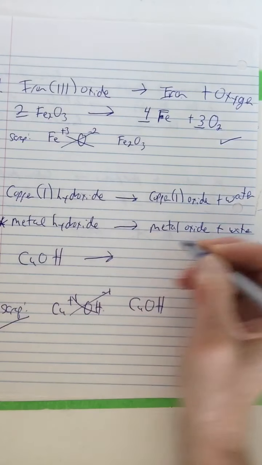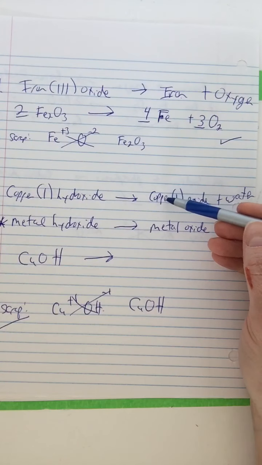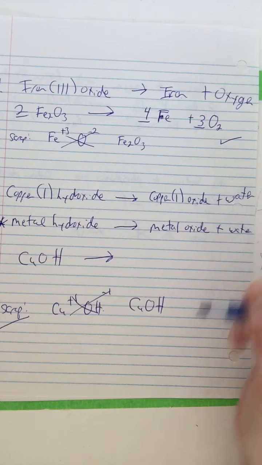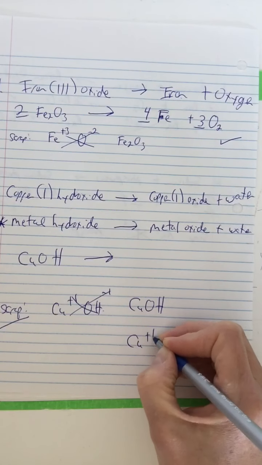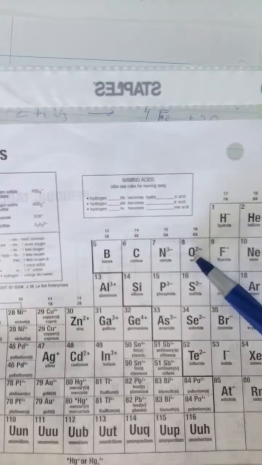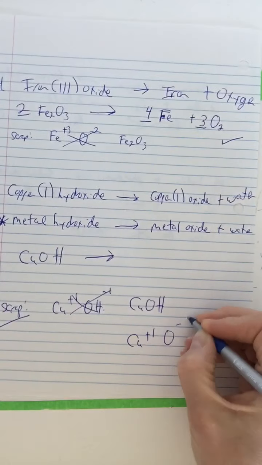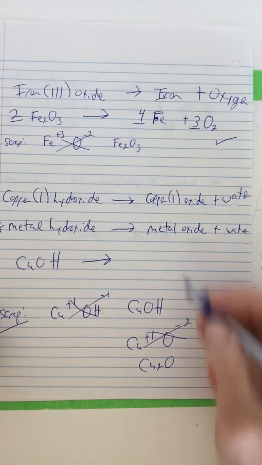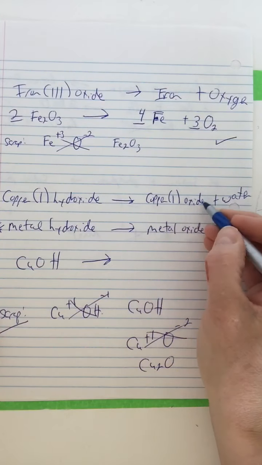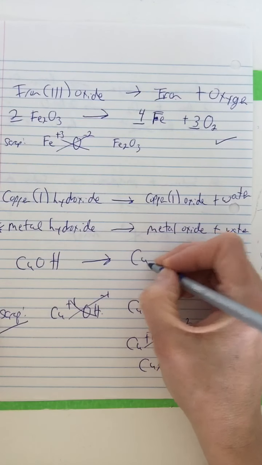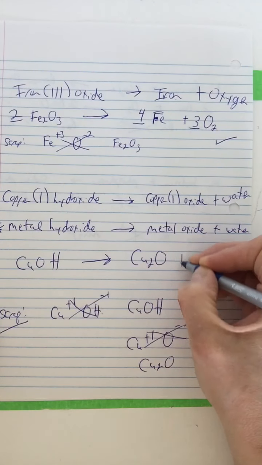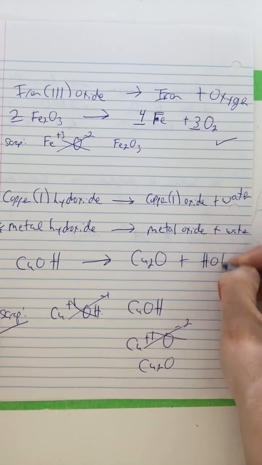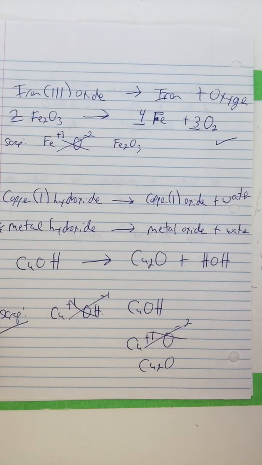How does that decompose? Well, it decomposes into copper 1 oxide. So we know copper 1 is Cu plus 1. We know oxide is O from the periodic table. It's O minus 2. Cu2O. So that's the copper 1 oxide, Cu2O, plus water, which I like to write as HOH. Okay, so now we got to balance this.